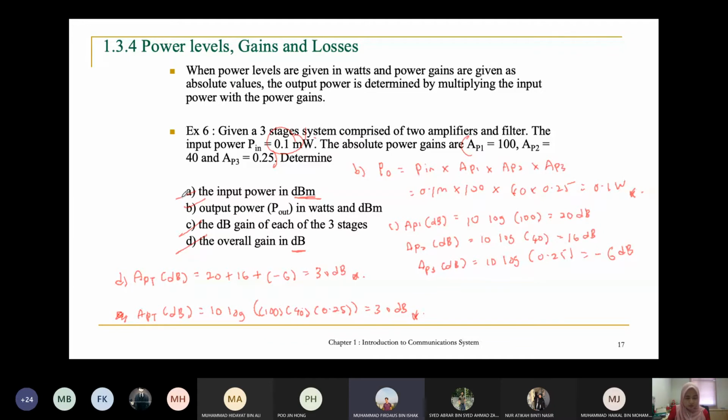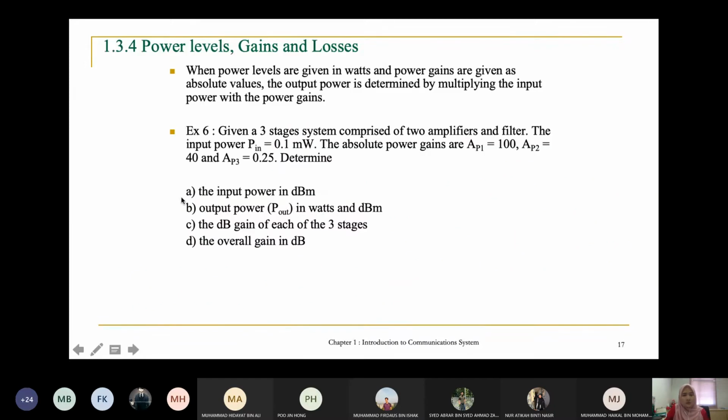Okay, so now let's proceed to example 7. Doktor nak tanya, kalau ada point tu tak payah ambil point mana? Dekat AP2 tu, jawapan dia 16.02 kan? Yang C tu, soalan C tu, AP2 tu, jawapan dia 16.02 dB. Boleh je letak, tak ada masalah. Okay.